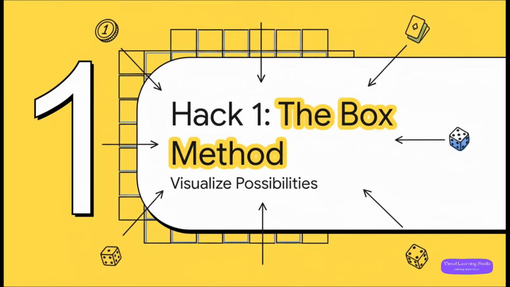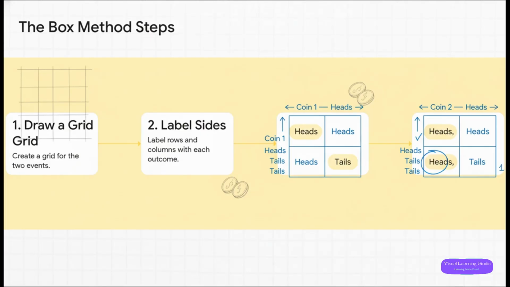Okay, hack number 1 is the box method. This is just a brilliantly simple way to make sure you see every single possible outcome in a problem. Seriously, no more missing possibilities, no more simple counting mistakes. Let me break this down for you. So let's take a classic problem. You're going to toss 2 coins.